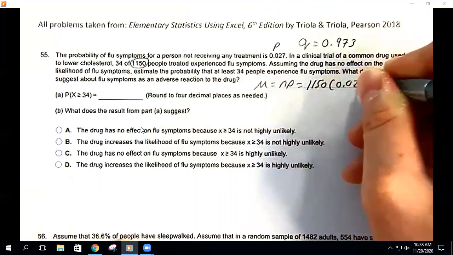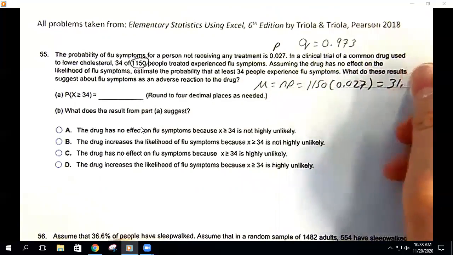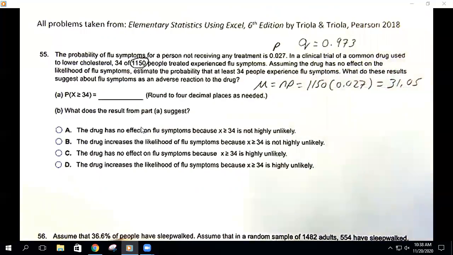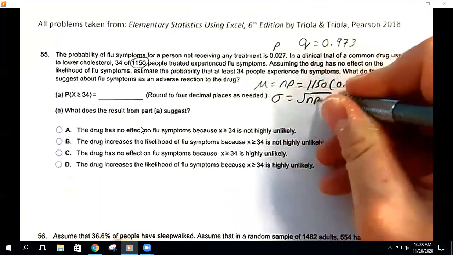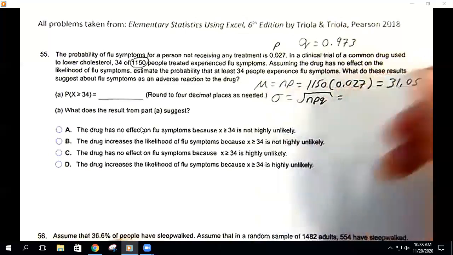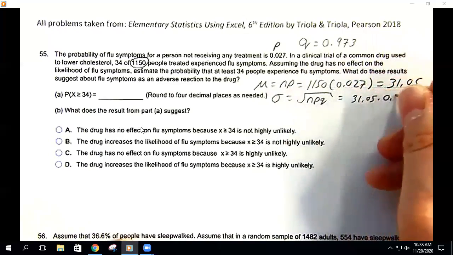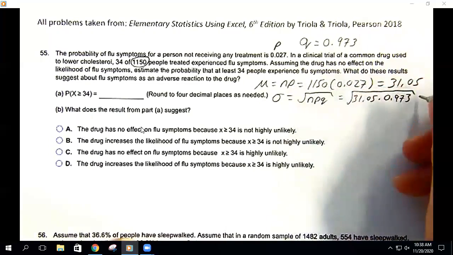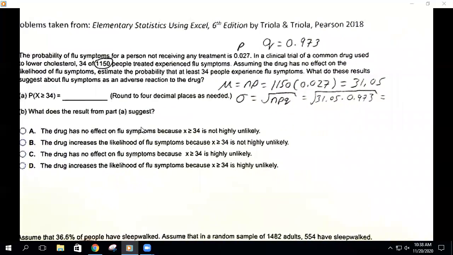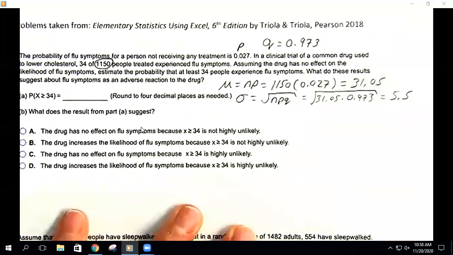Therefore, our mu is N times P, which is 1150, the number of people in the study, times 0.027, which is 31.05. Our sigma is the square root of N times P times Q. We already know NP, it's 31.05, times this Q, 0.973. So our sigma value is 5.5.